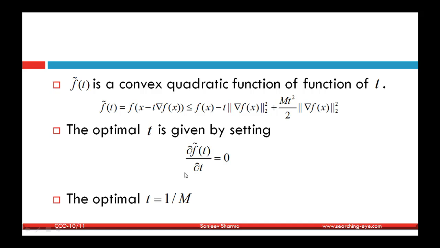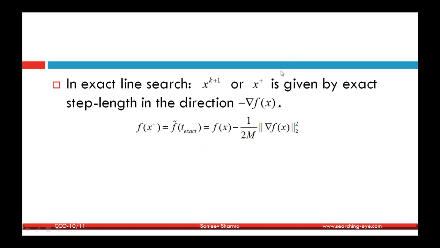So t is equal to 1 over M, and substituting this t in this inequality will give us f of x plus, or the f of t exact, is going to be f of x minus 1 over 2M times the square of the norm of the gradient of the function, where we have replaced this x_{k+1} with x plus for just a single iteration.